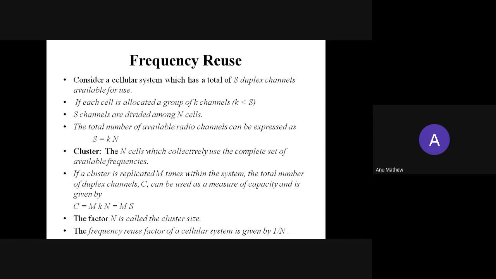Then the factor N is called the cluster size, and 1 by N is known as the frequency reuse factor of a cellular system.